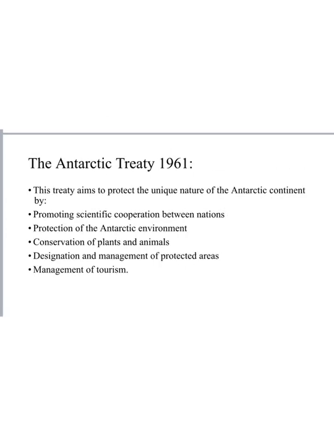So this is the important bit where you need to know how these human activities are controlled in these environments, and the effects of human activities. So the Antarctic Treaty was made in 1961. The treaty aims to protect the unique nature of the Antarctic continent by promoting scientific cooperation between nations, protection of the Antarctic environment, conservation of plants and animals, designation and management of protected areas, and management of tourism.